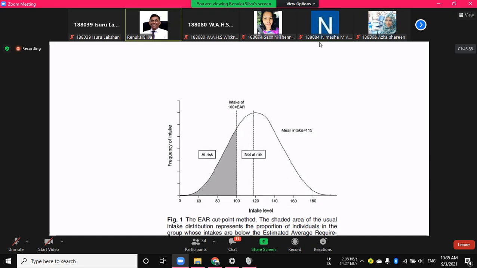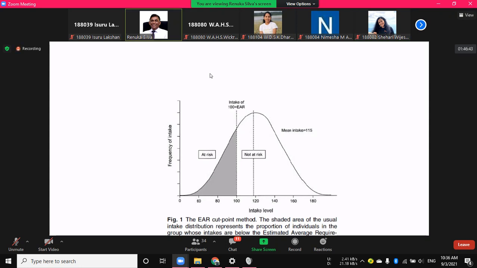Shivanti. The population is not doing well because here the EAR has not reached 50% of the population. Right. 50% of the population does not reach EAR according to this graph. Shehari? Yes, sir, I thought the same thing. Right.